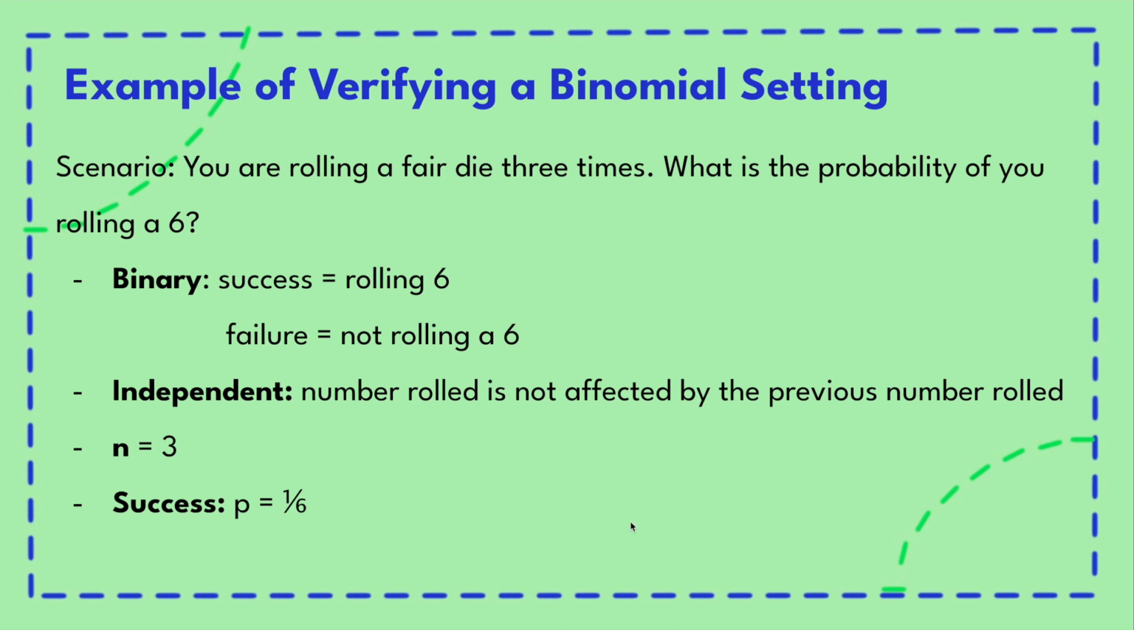And then our n value, which is our number of trials, is 3. It is fixed ahead of time. And then our success probability is p, and that's going to be equal to 1/6 for every trial because it's just equally likely to roll any number on the die each time.